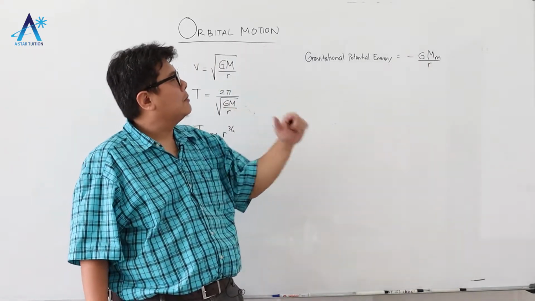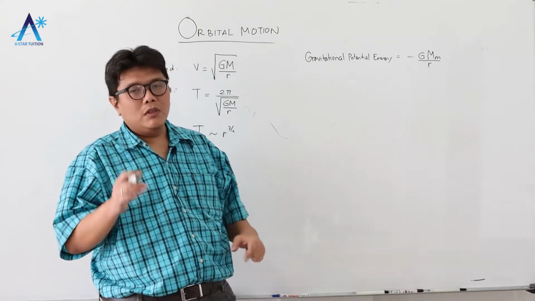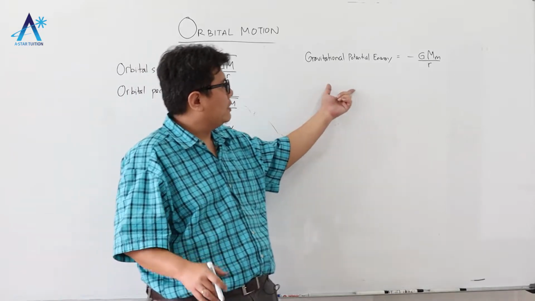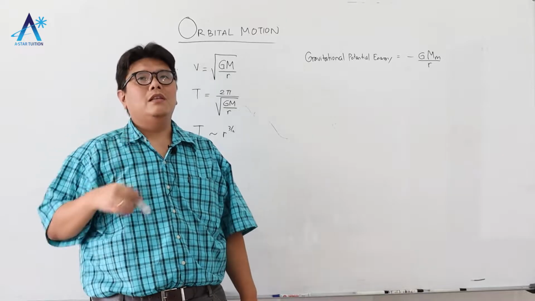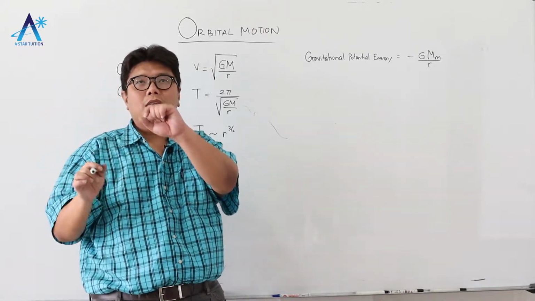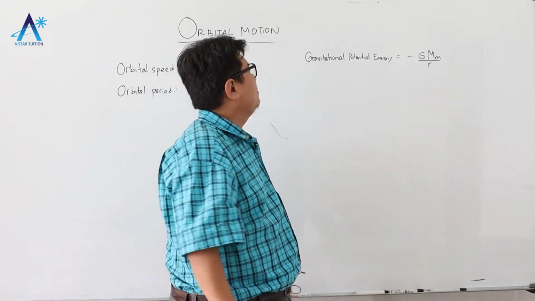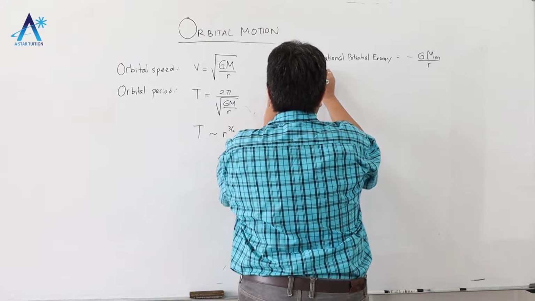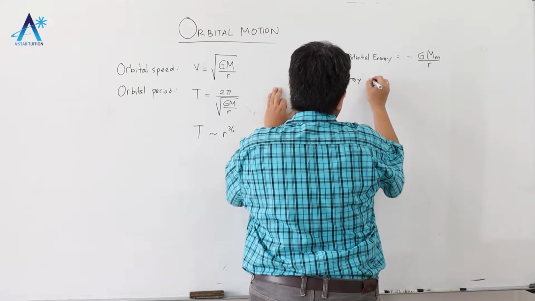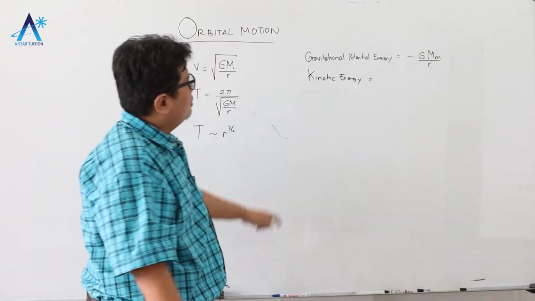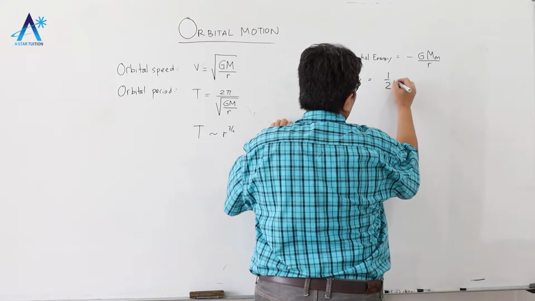So minus GMm over r would be the gravitational potential energy of the orbiting satellite, or practically any orbiting entity. Now this is the GPE. Now what about the kinetic energy? For the kinetic energy of the orbiting entity, you can calculate this by using the equation half mv squared.